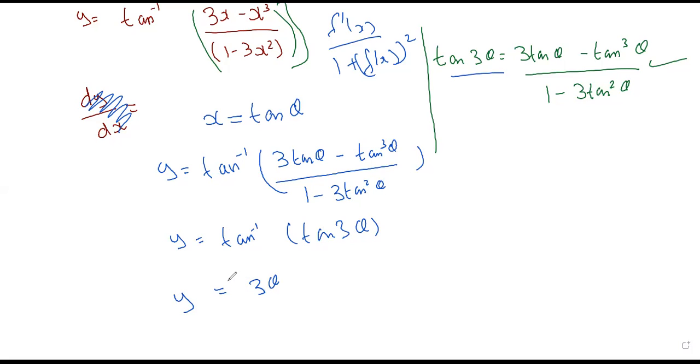But still we are not at the solution. The question was to find dy by dx. And what have we done? We have this. So this is not the solution. We have to do some more. What is theta then? If x equals tan theta, what is theta? Theta would be tan inverse x.